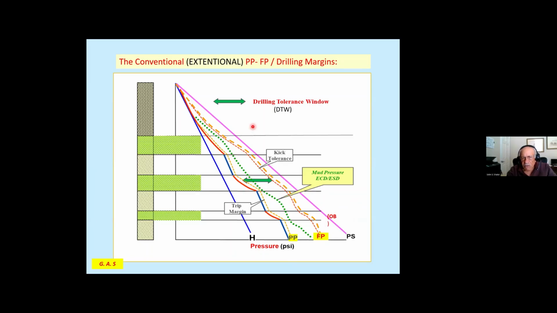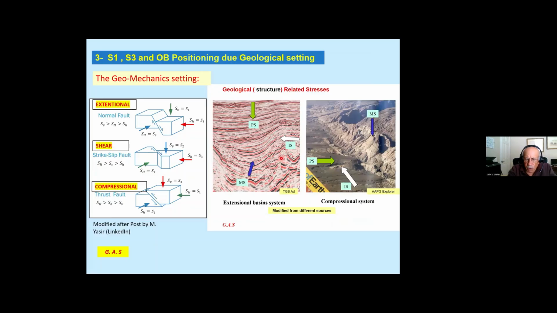Anyway, here's the frac pressure, here's the pore pressure, and in between the mud weight. This is the drilling tolerance window, but within the window itself, there is a safety limitation. Here is the trip margin, and here is the kick tolerance. These are engineering terms, and it is another subject to go through. Anyway, the geomechanics, okay, that's segment number 2. I promised 6 segments, quick.